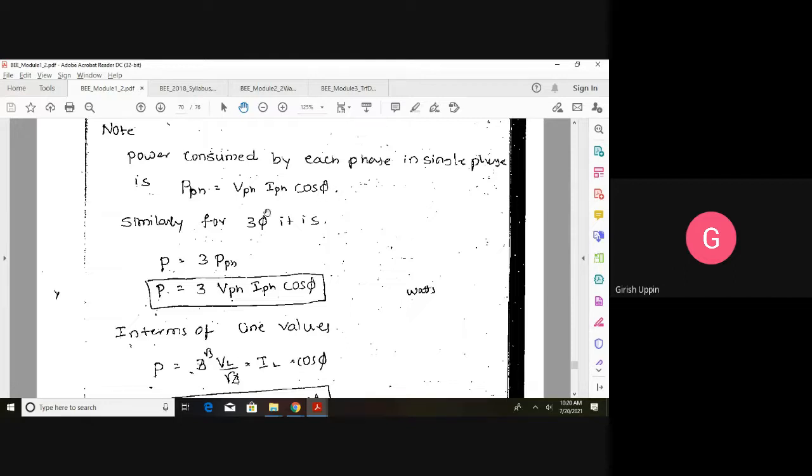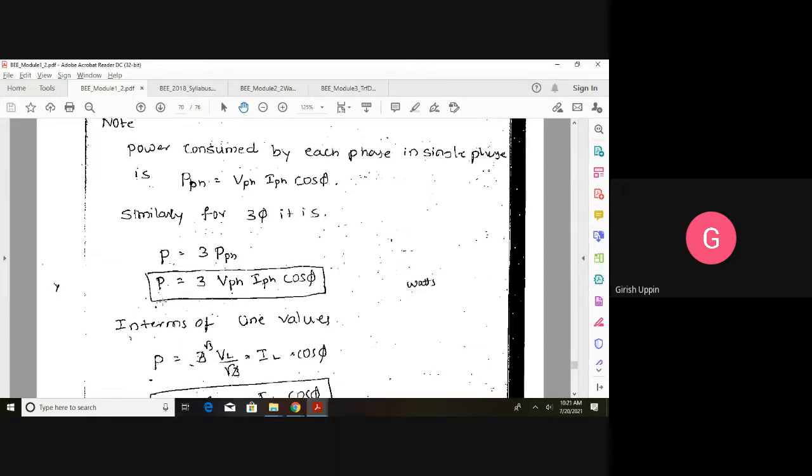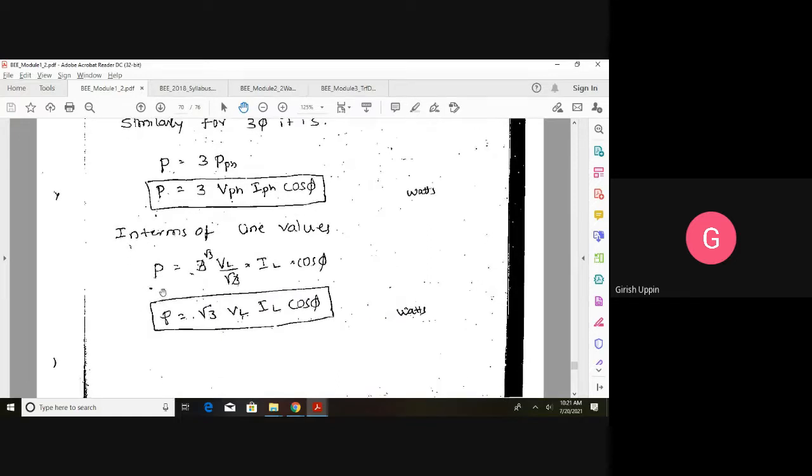And what is cos phi? Cos phi is the angle between the V phase and the I phase. And what would be the angle? It depends on what kind of load we have: R, C, L, RL, RC. Based on that, this angle will change. And what is the power consumed in the 3-phase? 3 times the power consumed in a single phase. That is, P is equal to 3 times P phase. So power consumed in terms of phase quantities, P is equal to 3 V phase I phase cos phi.